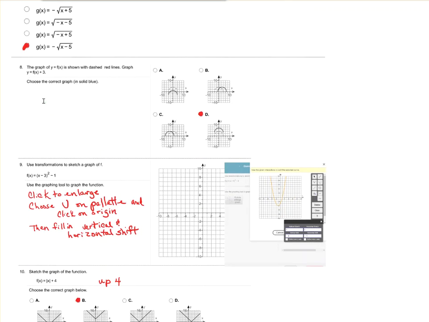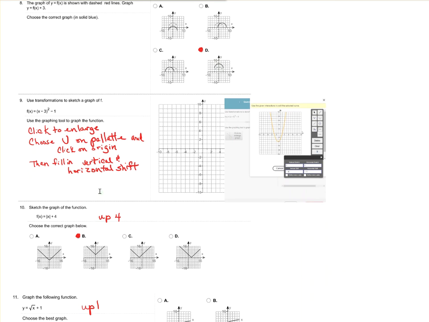Number 8, graph f of x plus 3. So the dash is f of x. We don't know what that is, but we know that. And if it's plus 3, we know it's going up 3 from where it is. So that's this one here. All right.